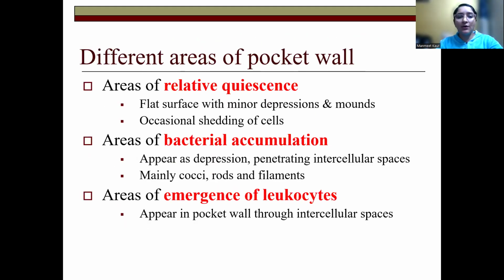So at the very top, there is the area of relative quiescence. The flat surfaces with minor depressions and mounds, occasional shedding of cells. Second is the area of bacterial accumulation. Third is the emergence of leukocytes.